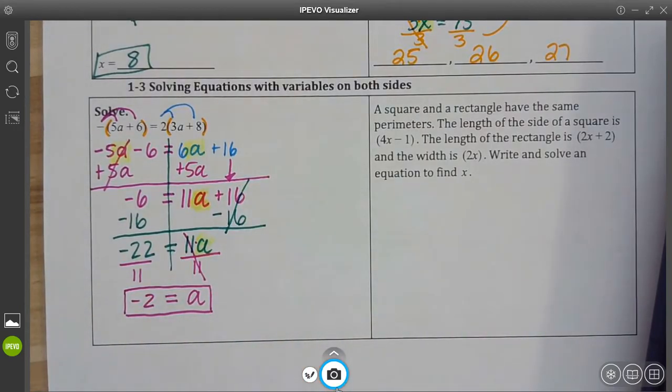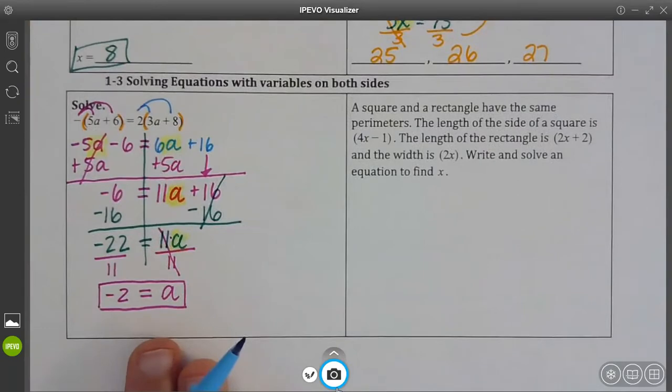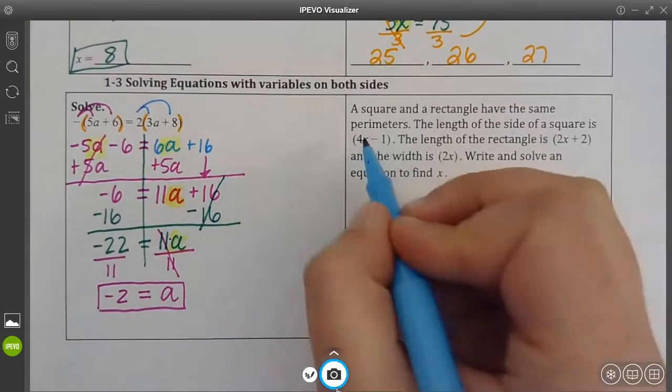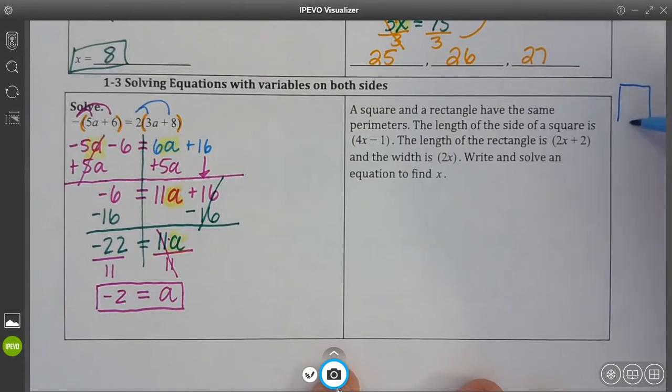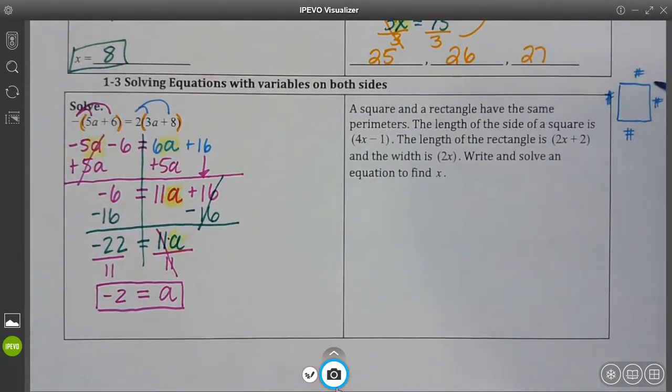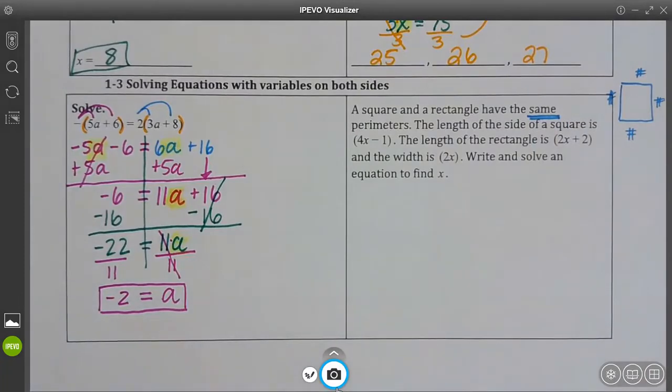Now our next problem, again, is a word problem, but we're going to just take it step by step. It says a square and rectangle have the same perimeter. So when we're talking about a perimeter of a shape, we're talking about adding all four, I guess the squares and rectangles have 4 sides. We're adding all 4 sides of those shapes together. But they have the same perimeter, so that's going to come in handy for us.